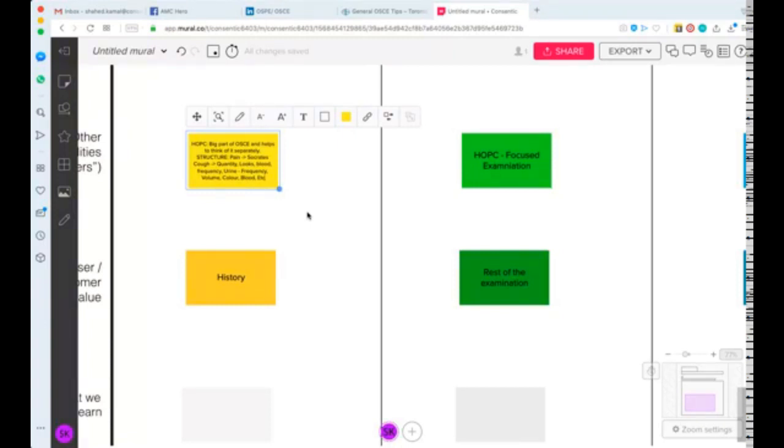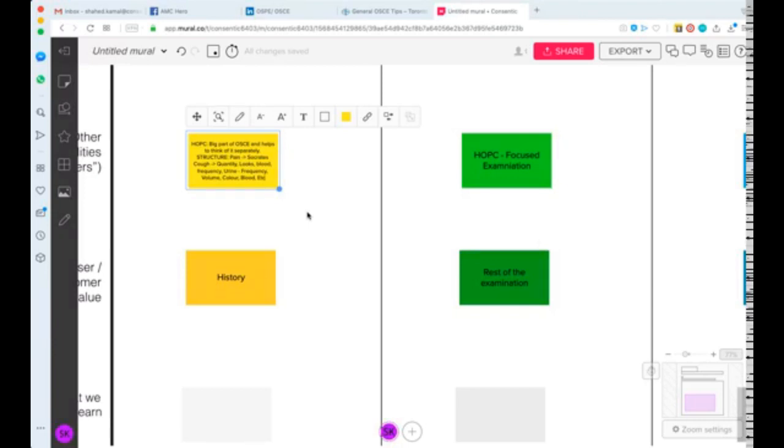This is a major part. I'm telling you, if you do your history of presenting complaint properly, you will pass an OSCE station. If you don't, you will fail an OSCE station. The best way to understand this is to look at your marking schemes. The majority of the marking scheme is on history of presenting complaint. The introduction, consent, confidentiality, everything is like a small box on top.